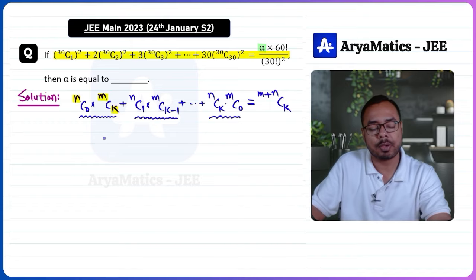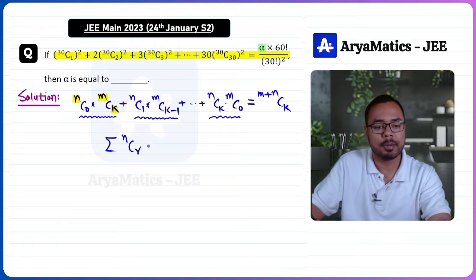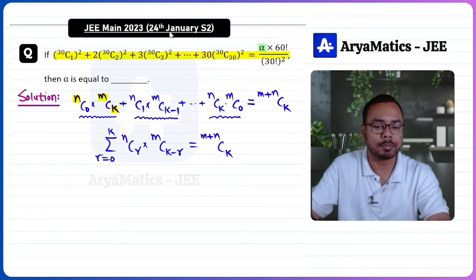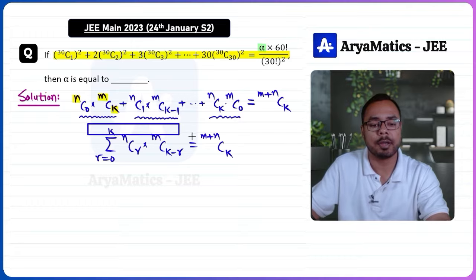Using sigma notation, you can write the same thing as summation nCr multiplied by mC(k minus r), where r varies from 0 to k. So this sum must be (m plus n)Ck. This is one important property that we are going to use in this particular problem.